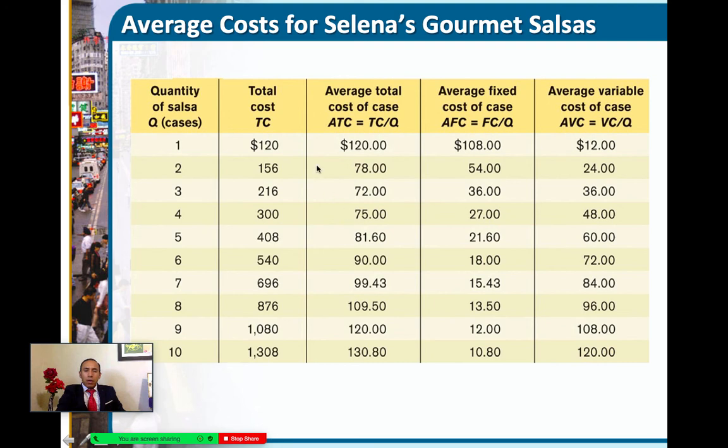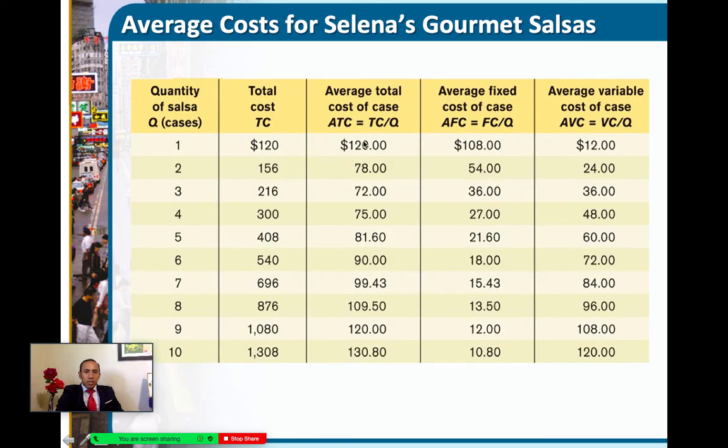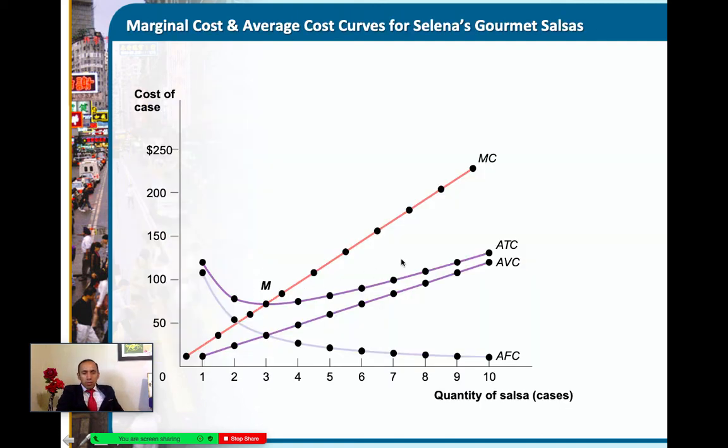So let's take a look at all of the graphs for total cost, average total cost, average fixed cost, and average variable cost to see how it looks. Notice how the average total cost curve is downward sloping, consistent with the model. So average total cost declines, 120, 78, 72, 75. And the average fixed cost is downward sloping. And then the average variable cost declines, and then it increases after a certain point. Actually, average variable cost here is rising. So average total cost is downward sloping, then upward sloping. The average variable cost is increasing. The average fixed cost here is declining.